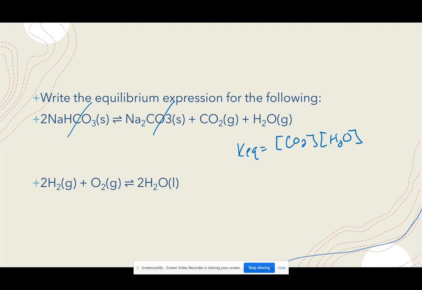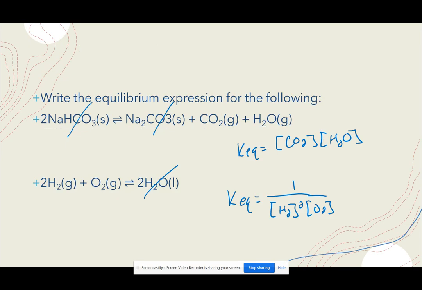For the next example, I have gaseous hydrogen, gaseous oxygen, and then liquid water. So I'm not going to write liquid water in my equilibrium expression, but the equilibrium expression still needs to be products over reactants. And so I'm going to put 1 as a placeholder. And so my equilibrium expression is going to be 1 over the concentration of H2 squared times the concentration of O2.